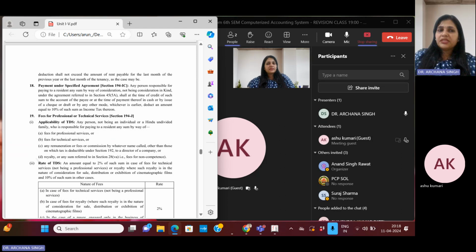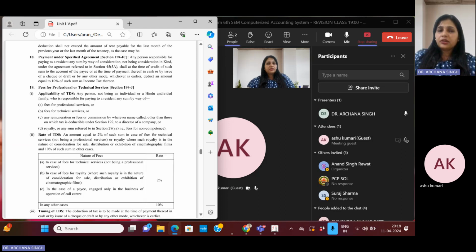Then payment under specific agreement. Any person, जो भी according to section 194IC, जो भी person responsible है किसी भी resident को pay करने के लिए कोई sum, whether by way of consideration not being consideration in kind, under the agreement referred to in section 45 subsection 5A, shall at the time of credit or making that payment, whether in cash or through issue of check or draft or any other mode, जो भी earlier है, तो उसको डिडक्शन करना है टैक्स का कितना? इक्वल टू 10% ऑफ सच सम as income tax thereon. तो 10% इक्वल टू डिडक्ट करना है.